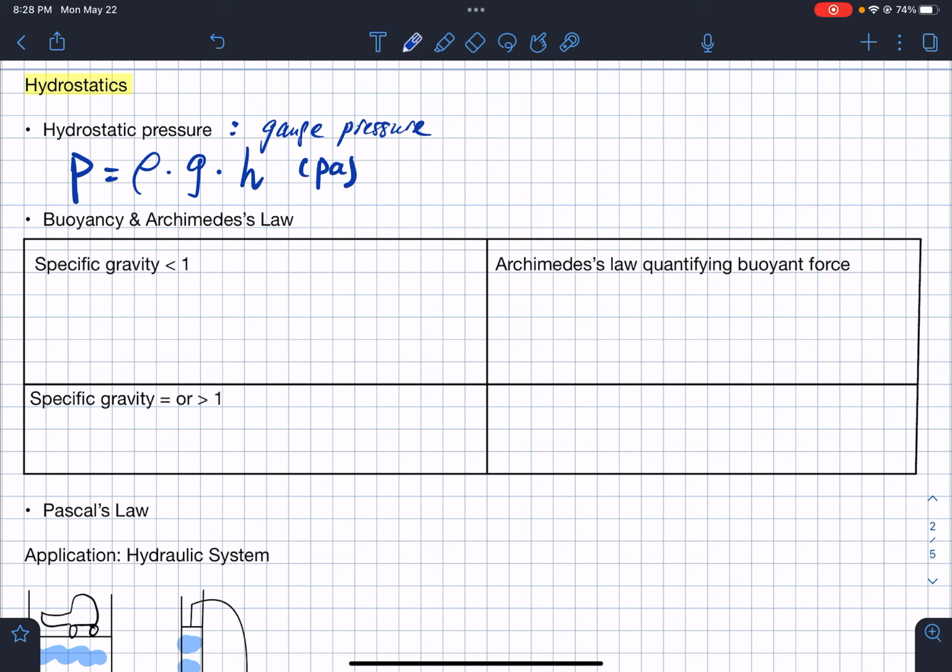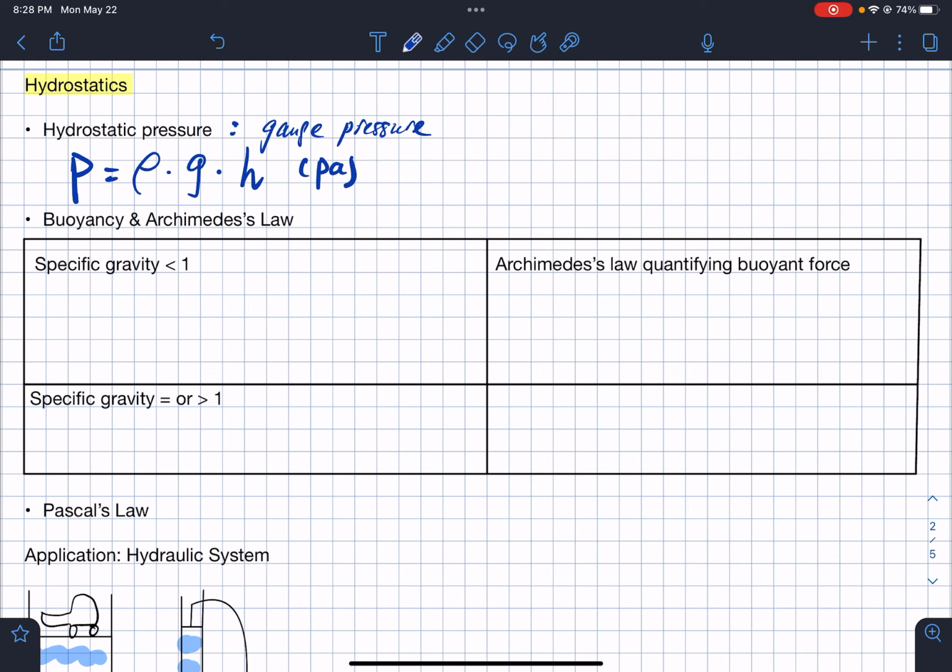Okay, but now let's use some MCAT language in terms of specific gravity. Let's talk about when an object has buoyancy, okay? So let's use water as our base liquid. When an object has a specific gravity that is less than 1, if you recall from the last video, that means it's less dense than water, right? Then it will be partially submerged in water.